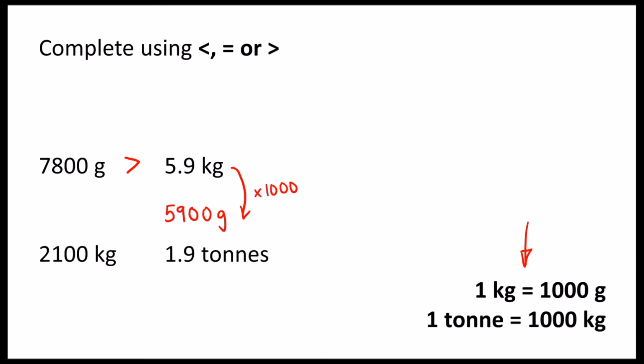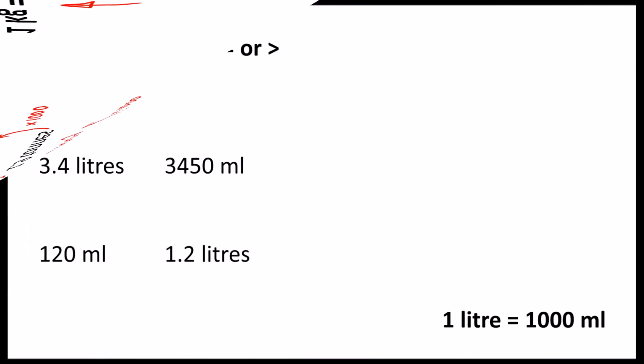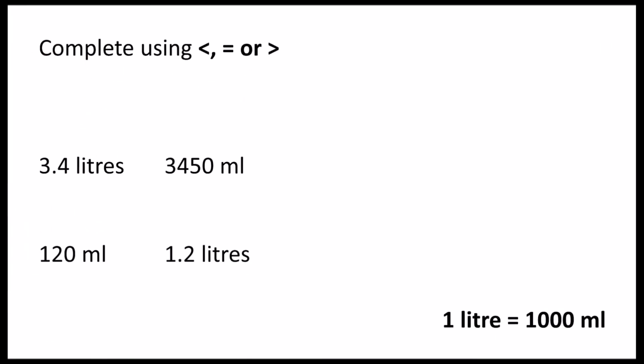In my second example, I can say that 1.9 tons is the same as 1,900 kilograms. I can get there by timesing my answer by 1,000, and that's because 1 ton is equal to 1,000 kilograms. Again, comparing this with the 2,100 kilograms at the start, I can say that 2,100 kilograms is greater than 1,900 kilograms or 1.9 tons. The final metric conversion is to do with capacity. You need to know that 1 litre is the same as 1,000 millilitres.